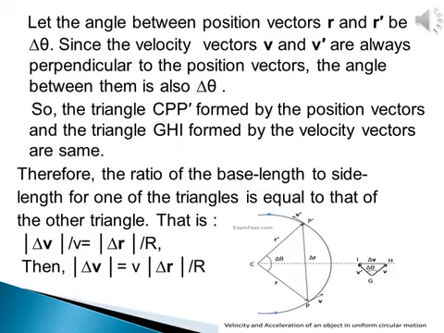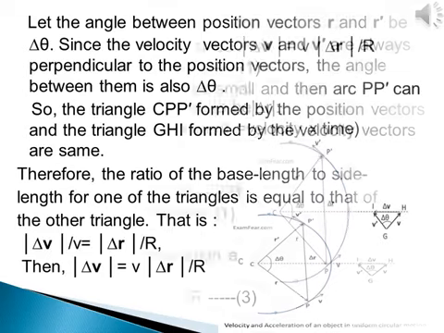Therefore, the ratio of the base length to side length of one of the triangles is equal to that of the other triangle, that is, mod of delta v by v is equal to mod of delta r by r. Then mod of delta v is equal to v into mod of delta r divided by r. You should not forget to use the mod operation whenever you need to find the magnitude of a vector.